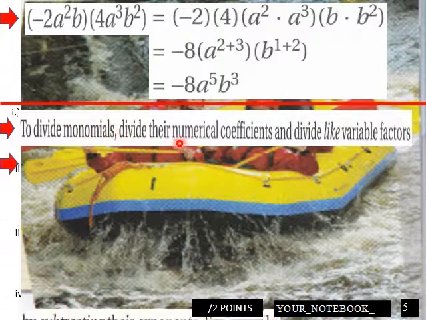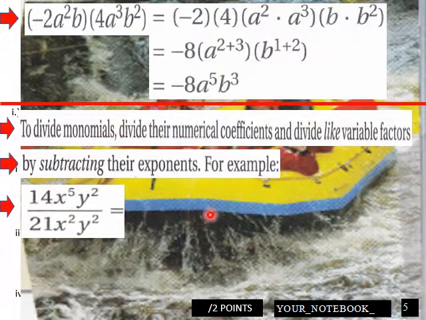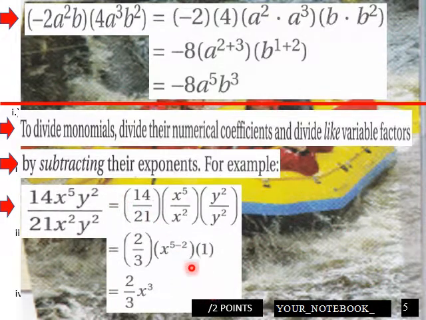To divide monomials, divide their numerical coefficients. For example, you would have this here, and then you just cancel when you can. 2/3 x to the 5 minus 2, use the quotient property of exponents, and you come up with this final answer. I do have supporting lessons that I can provide for students who need to brush up on their algebra skills. I do have those.